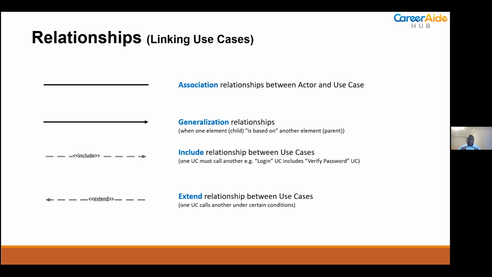So you have a parent, maybe a parent actor or a parent use case, and you have the child use cases, and you link them using the generalization relationship. Also, you could have a relationship between two use cases, and it is called the include relationship. I'll talk about that later. And we also have the extend relationship, and we'll go into more details on that.